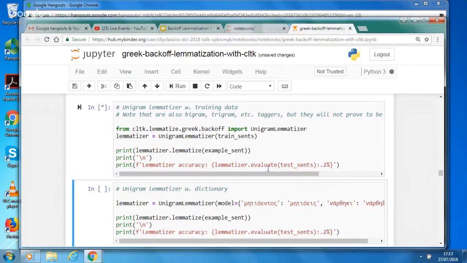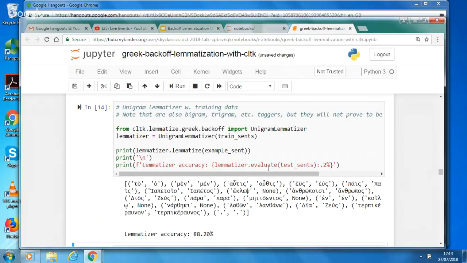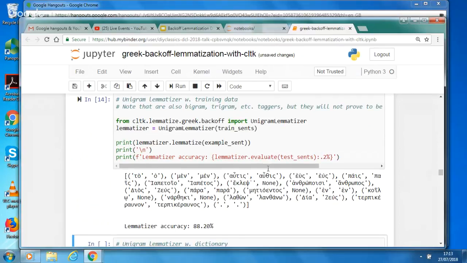Again, using that Perseus data, I can just train for unigram context, and we find out that with just the form and lemma information, again using that AMO-AMOR technique of which one appears the most often when there's an ambiguous form, we start off at a pretty good place at 88.2%.